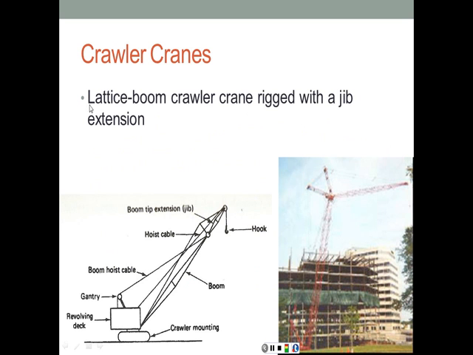So again, here's the lattice boom crawler crane rigged with the jib extension. This is the jib extension to extend the reach of the boom. And here's another jib extension. As you can see, this is the main boom and that's the extension. As you can see, it has a very far reach. It can reach higher elevations.